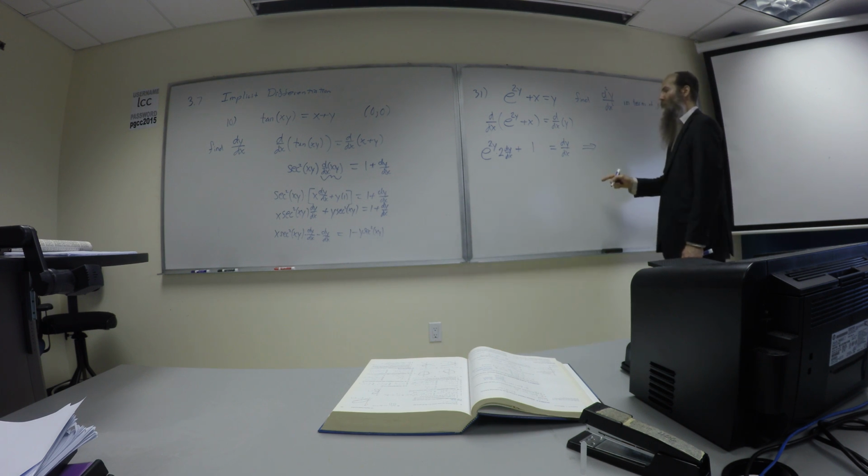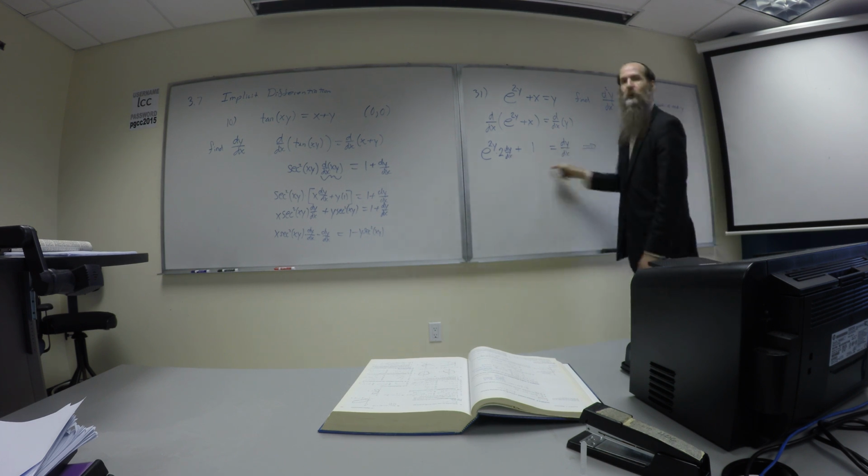We need to get the dy dx on the same side, so I should subtract this one over here, and subtract one. I guess it's faster to move this one over, right? Only one move. Just push this one over here.